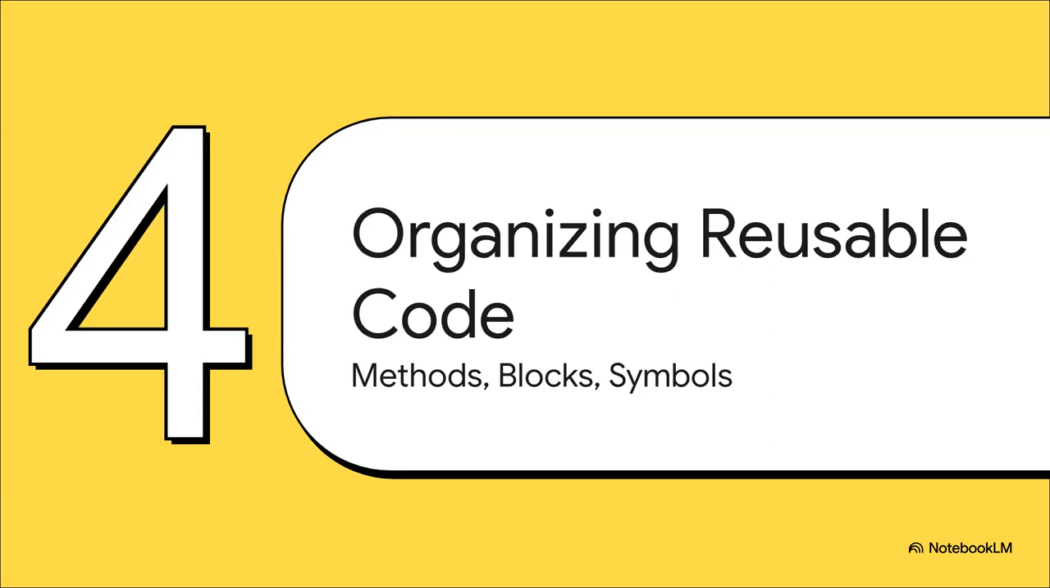A core principle of good coding is don't repeat yourself, or DRY. So this next part is all about how Ruby helps us do just that by bundling up our code into reusable chunks. We'll cover methods, the code blocks you can pass around, and this super important idea of symbols.